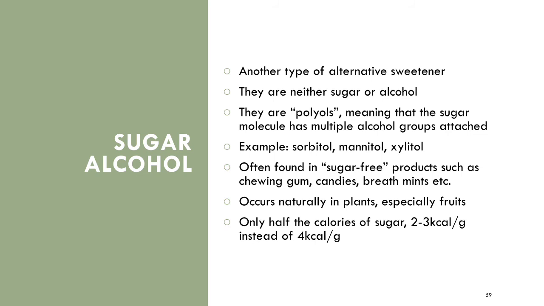They are mostly polyols, which means they have multiple alcohol groups attached to them. Examples of sugar alcohol include sorbitol, xylitol, and mannitol. They are often found in sugar-free products such as chewing gum, candies, and so on. Sugar alcohol is a natural sweetener that occurs naturally in plants, especially in fruits.